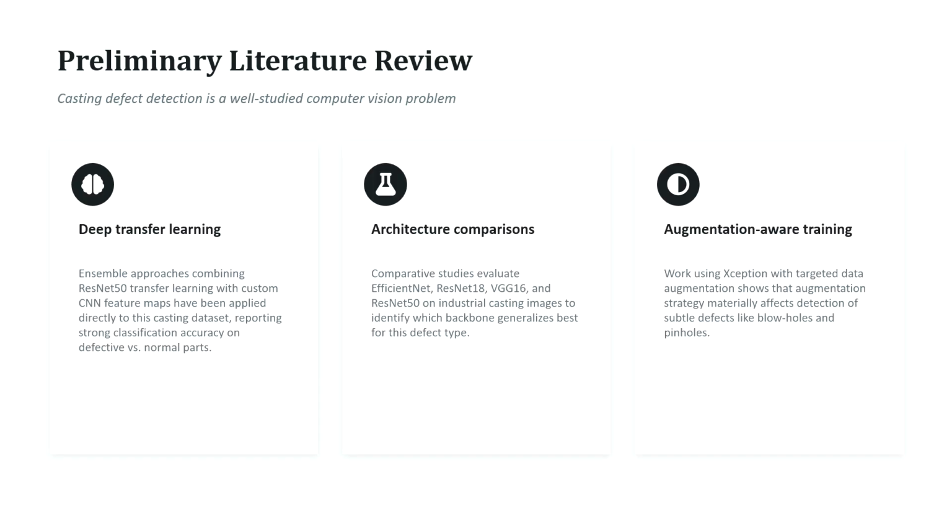Coming to the next slide, which is the preliminary literature review. This is actually a well-studied problem. There is published work using ResNet50 based ensemble models on this exact dataset, comparative studies testing backbones like EfficientNet and VGG16 to see which generalizes the best, and other work showing how the data augmentation strategy specifically affects how well subtle defects like blowholes get detected. So there's a solid base of prior work I can build on and compare against.